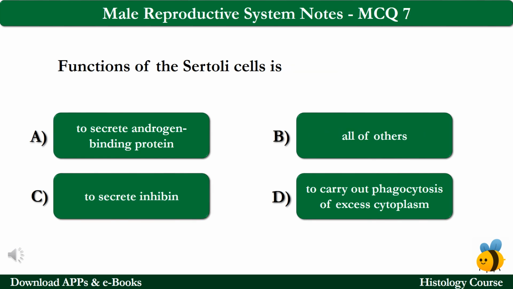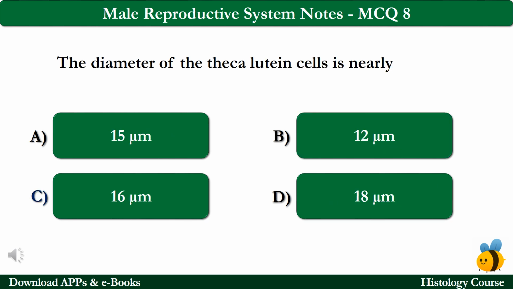MCQ number 7. Functions of the Sertoli cells is option A to secrete the androgen binding protein, option B all of others, option C to secrete inhibin, and option D to carry out phagocytosis of excess cytoplasm. The correct answer is option B, which is all of others.